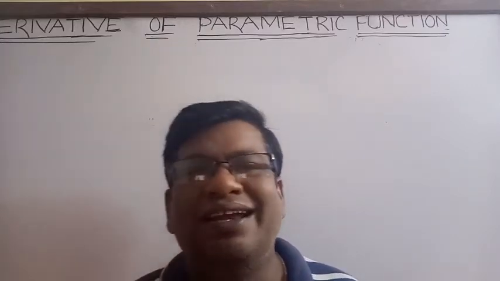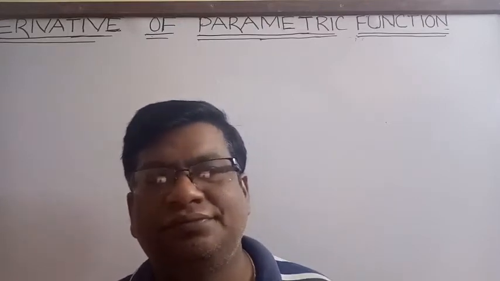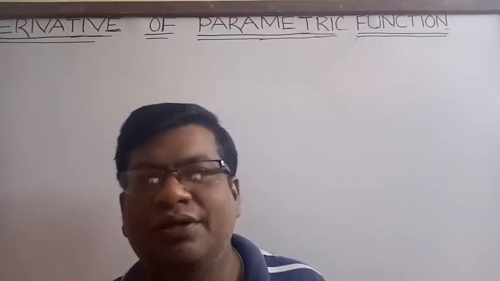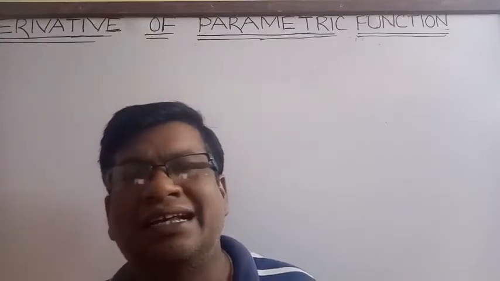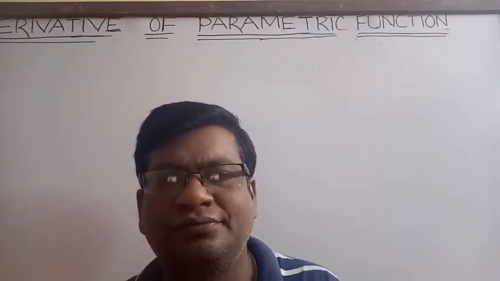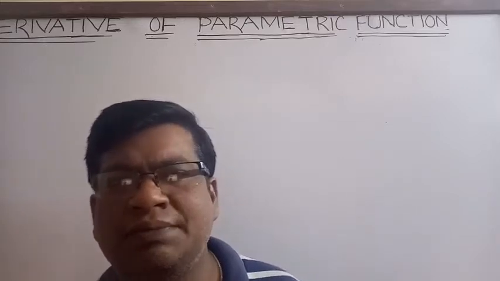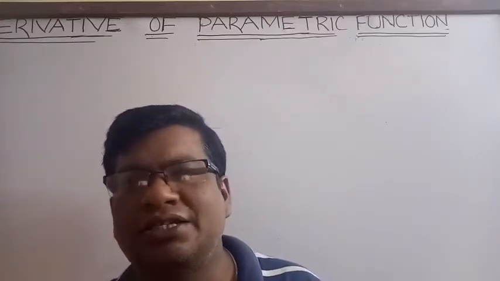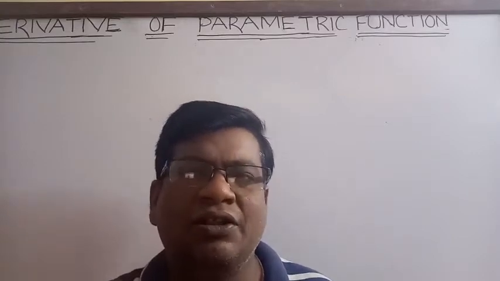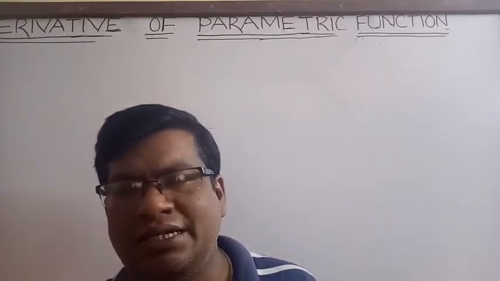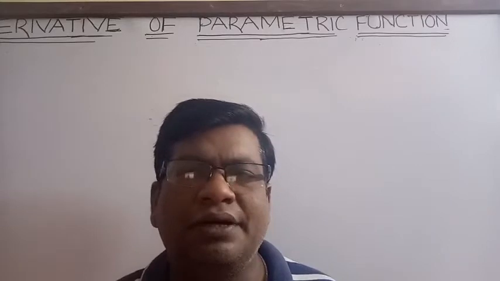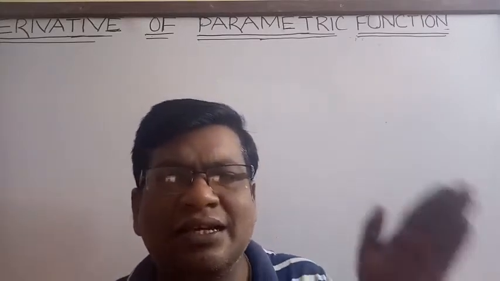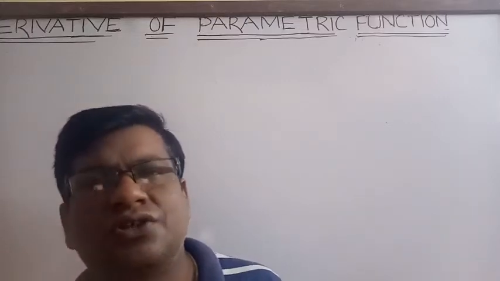And how to find the derivative of the implicit function we already discussed. Let me recall the concept to you. Write the given function, then differentiate both sides with respect to x, then collect the terms containing dy by dx on one side and other terms on the other side. Finally take dy by dx common, then find dy by dx. This is the concept we already discussed.